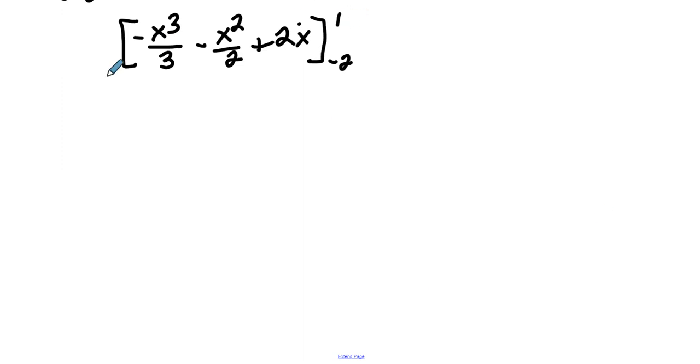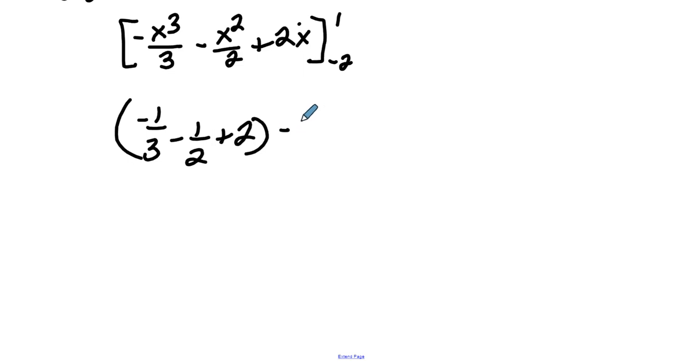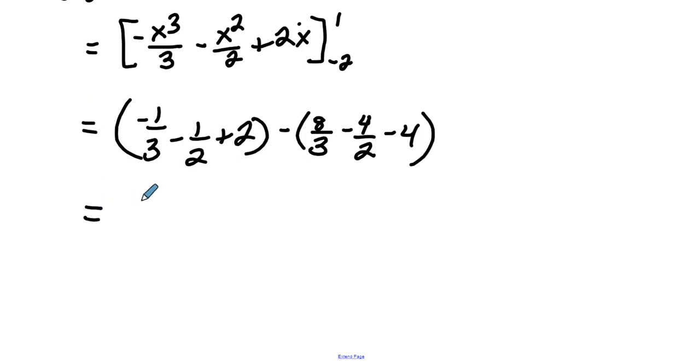So I'll put my highest number in, 1. So that's -1/3 minus 1/2 plus 2. And then I'm going to go ahead and subtract. So that's -8, so that's +8/3 minus, so +4, so minus 4/2, minus 4. And then when I calculate both of those, I'm just going to shortcut this, I get 9/2 units squared, or 4.5 units squared, either way you want to do it is fine.